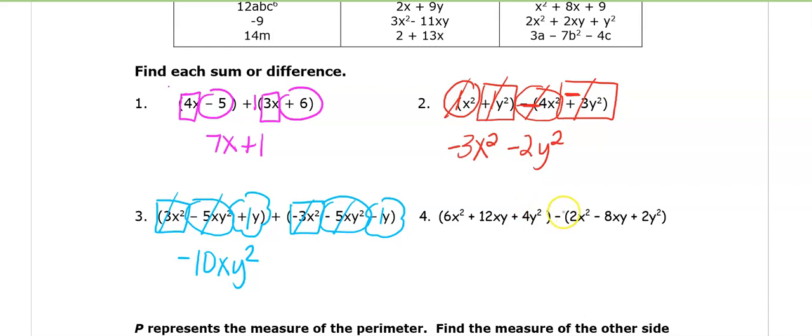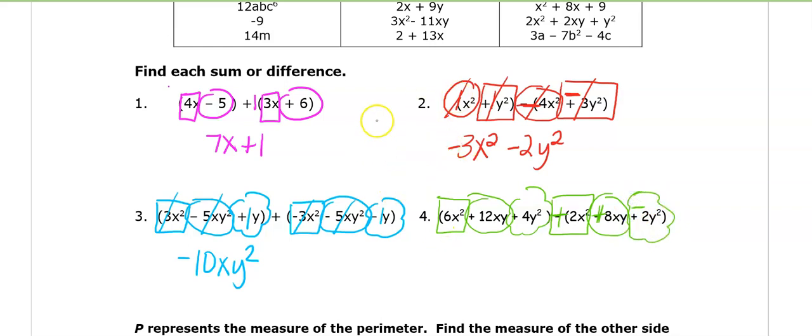Last example right here, you have that -1, so you have to distribute it to everything. That's going to become a -2x squared, a +8, and a -2y squared. Who has the same last name as 6? That would be +2. Notice I am circling and squaring the operation in front of it. That tells me how to combine it: do I add it or subtract it? Then I have 12 and +8. Then I have this little +4 and this -2.